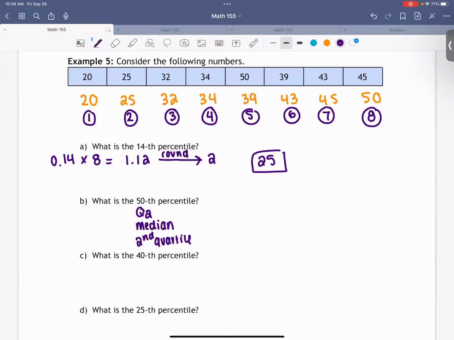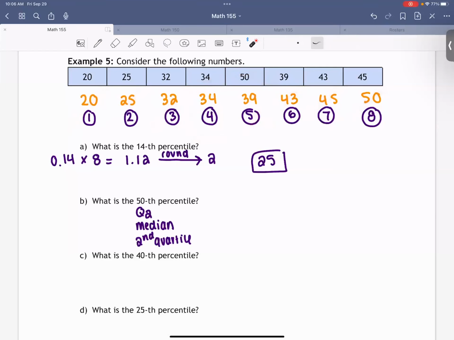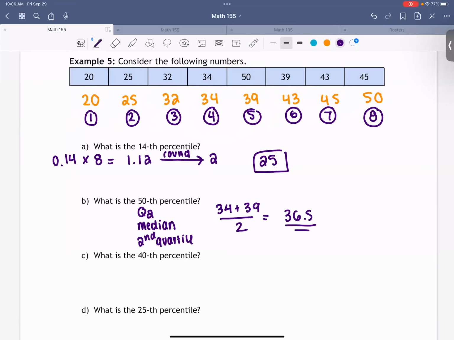You can go ahead and do the same process as we did before, but I'm just going to cross out pairs. So we got 20, this guy, I'm going to cross out these guys, and it looks like I'm left with 34 and 39 in the middle. Let's find the average of these two. 34 plus 39 divided by 2. I'm going to do that in my calculator. I'm getting 36.5. Does everyone agree with me on that?